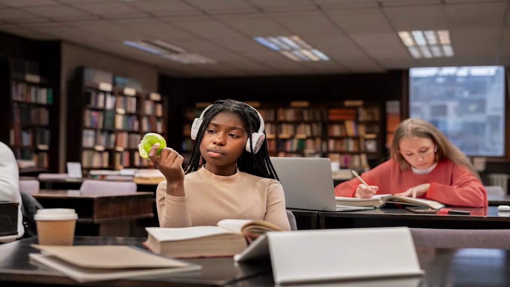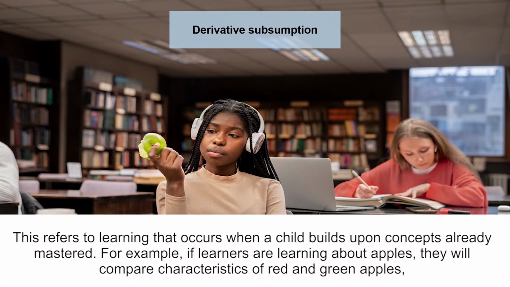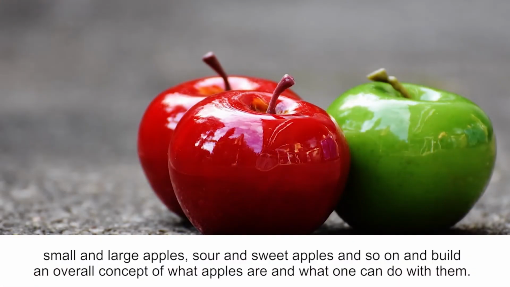The next subsumption, according to Ausubel, is derivative subsumption. This refers to learning that occurs when a child builds upon concepts already mastered. For example, if learners are learning about apples, they will compare characteristics of red and green apples, small and large apples, sour and sweet apples, and so on, and build an overall concept of what apples are and what they can do with them. So this is derivative subsumption.